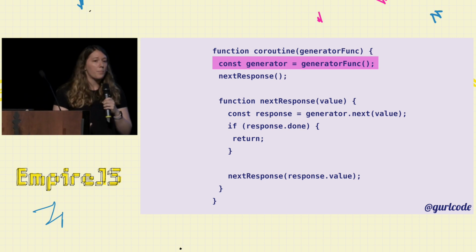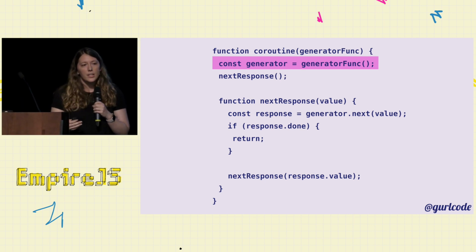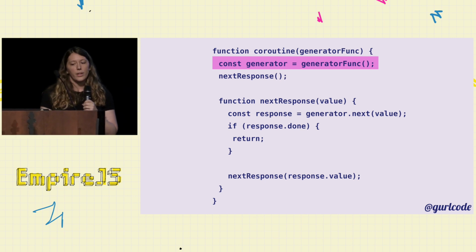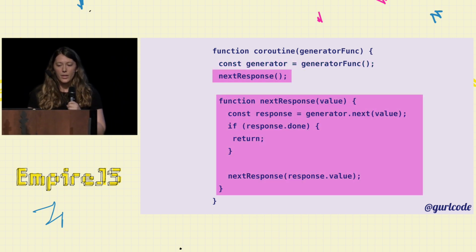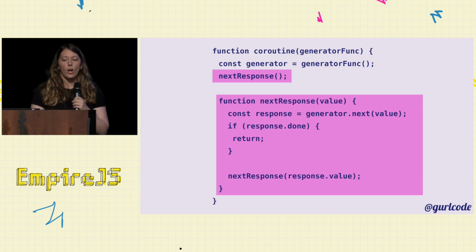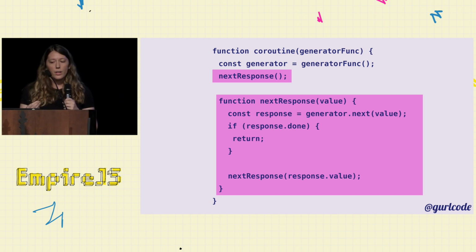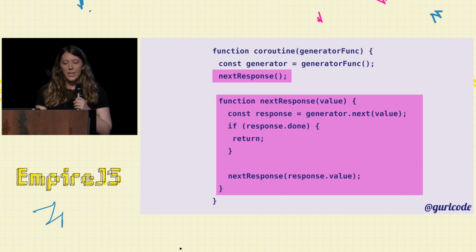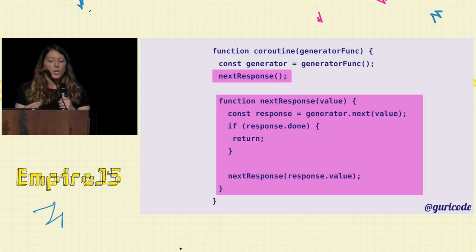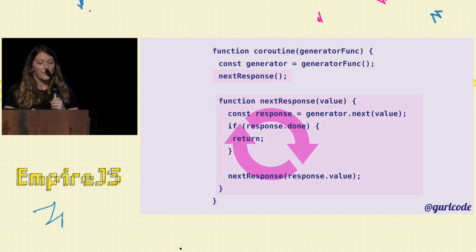So this is a basic example of a coroutine. It takes in a generator function, and it calls it to get the generator object. The inner function next response is then called, and that actually calls the generator's next method. So this starts the generator, which will run until it encounters a yield statement. And then at that time, the generator will return the object with the value and done key. Next response will evaluate whether the generator is done or not, and calls itself with the value from the generator's response if the generator is not done. And this loop continues until the generator is done.